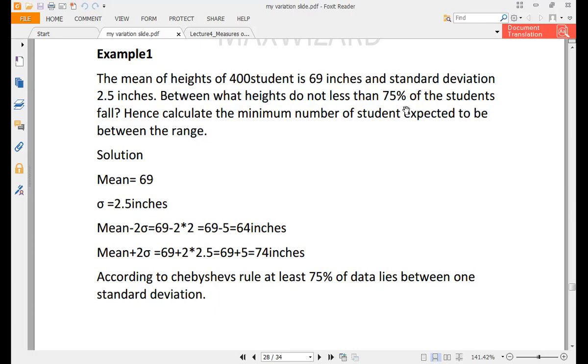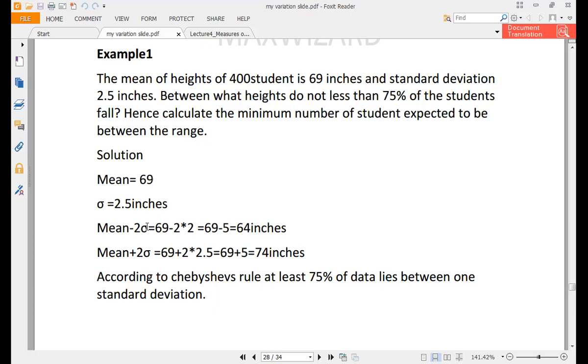And what does Chebyshev rule state that relates with 75%? You can say two standard deviations from the mean. So in that case, all I need to do is to deviate by two standard deviations from the mean. My mean is 69, my standard deviation is 2.5. So we should add two standard deviations to this and subtract two standard deviations from this. And that is what I'm doing here.